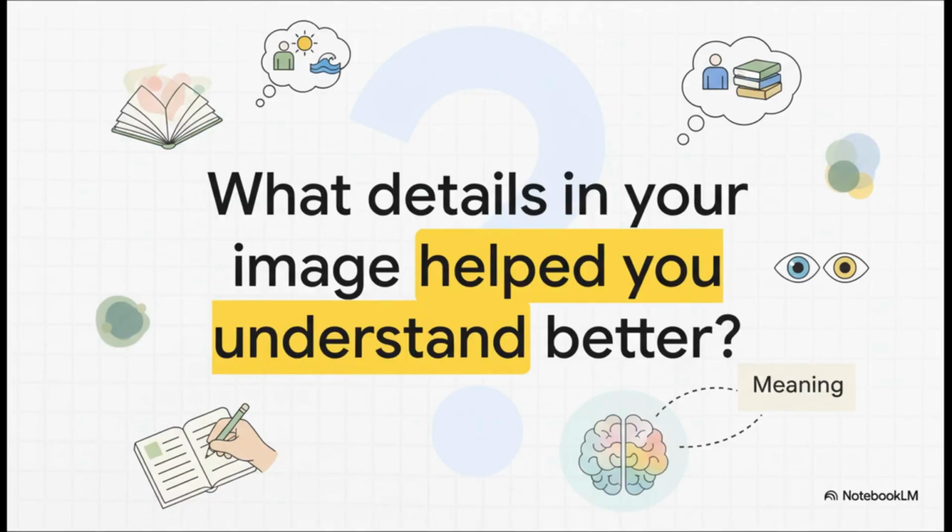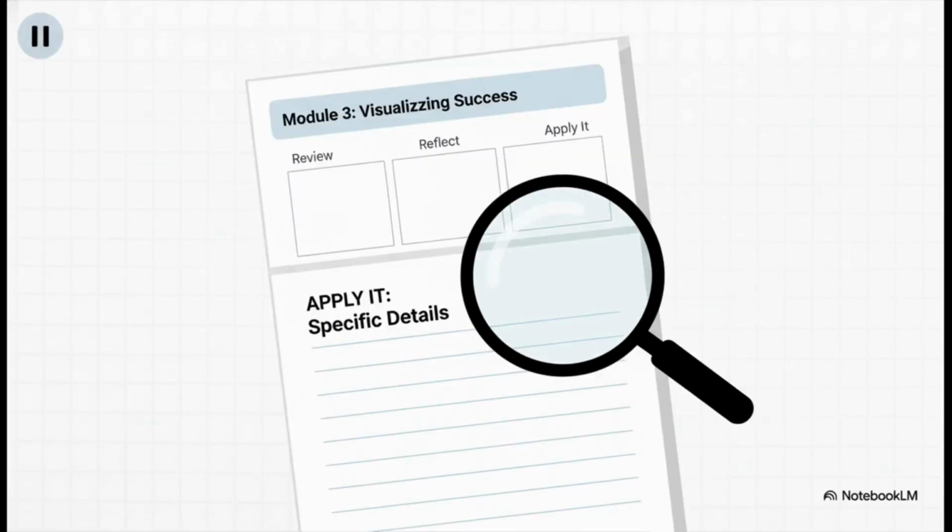Now look at what you wrote. Let's dig a little deeper. What were the specific details in that mental picture, the colors, the movement, the expressions, that really made the paragraph click and make sense? Let's pause one more time so you can answer that second question. Try to be really specific about what details in your visualization made a difference for your understanding.